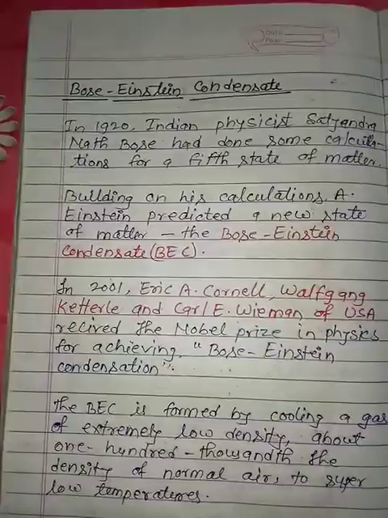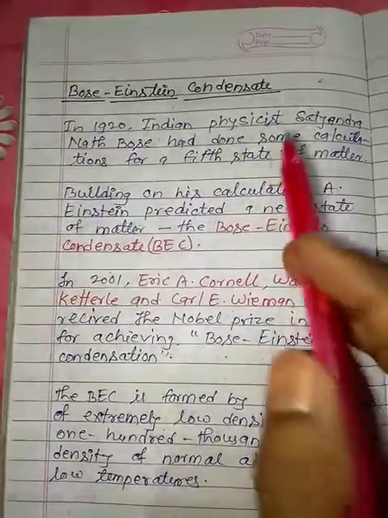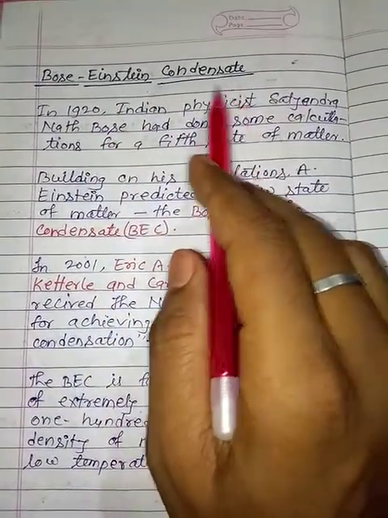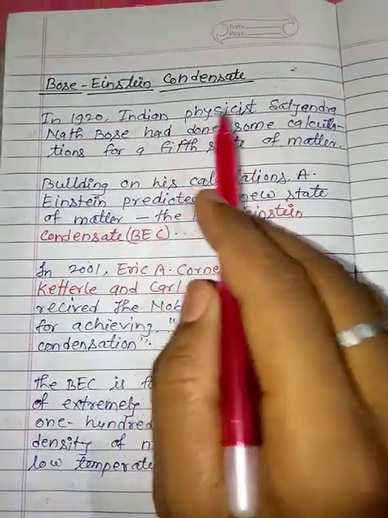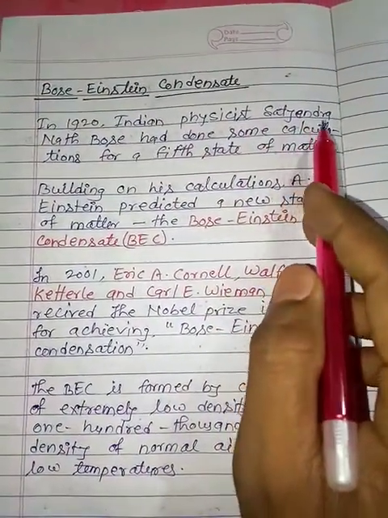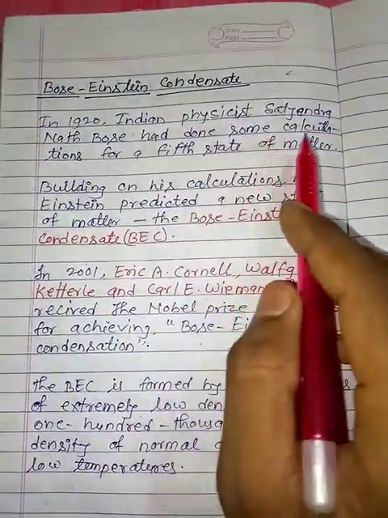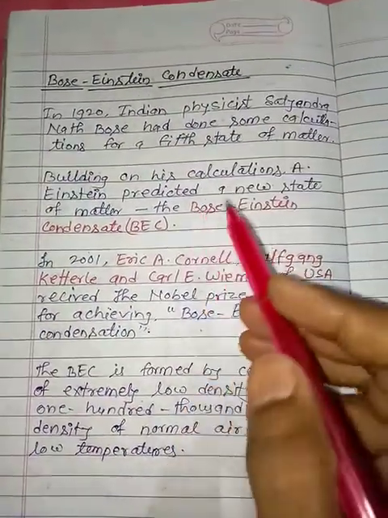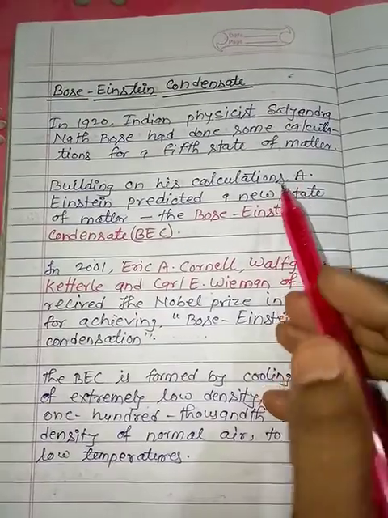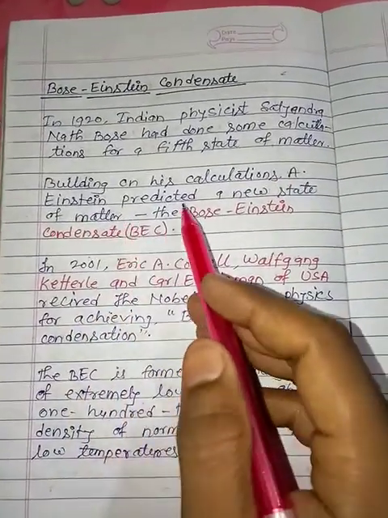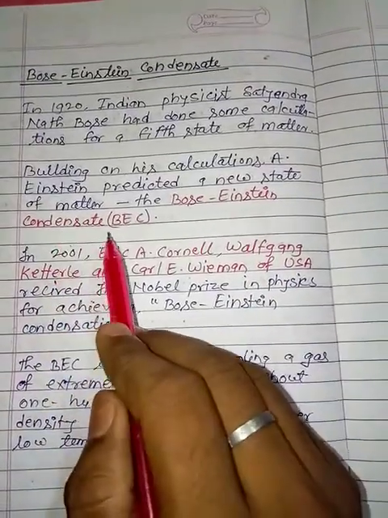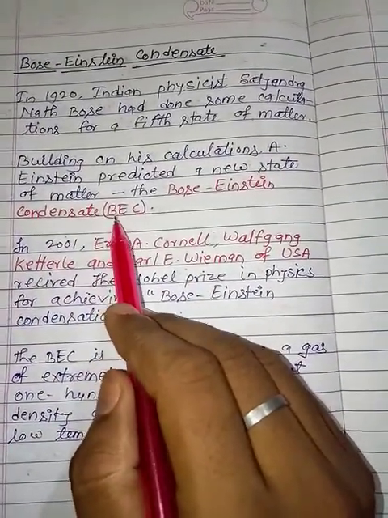Next and last, the final state of matter, the Bose-Einstein condensate. In 1920, Indian physicist Satyendra Nath Bose did some calculations for the fifth state of matter, and building on his calculations, Albert Einstein predicted a new state of matter, the Bose-Einstein condensate, which in the chart is called BEC.